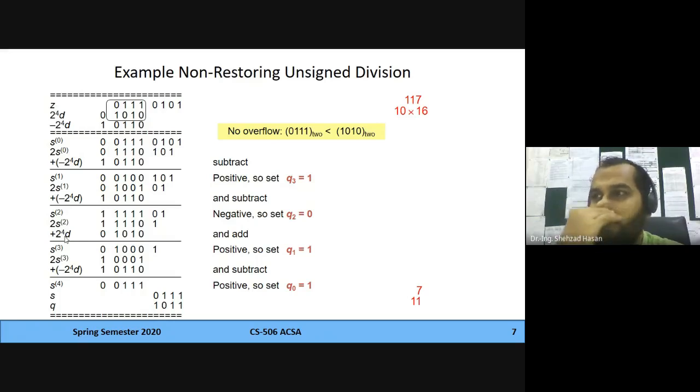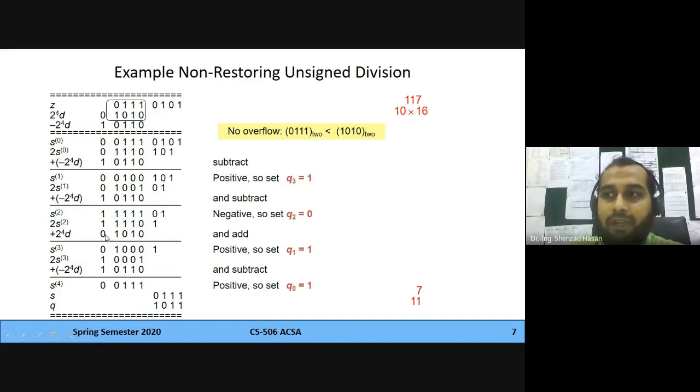Okay, so the same thing here. What we are doing is, we have 117, and we were dividing it by 10. So in each step, we are actually subtracting the shifted 10. We are shifting it 4 times, which means we are multiplying it by 16. So in every step, we are subtracting 160. The same thing was done in the restoring division algorithm as well. So this 2^4 D is actually 160. So we are subtracting 160 from every partial remainder at each step.